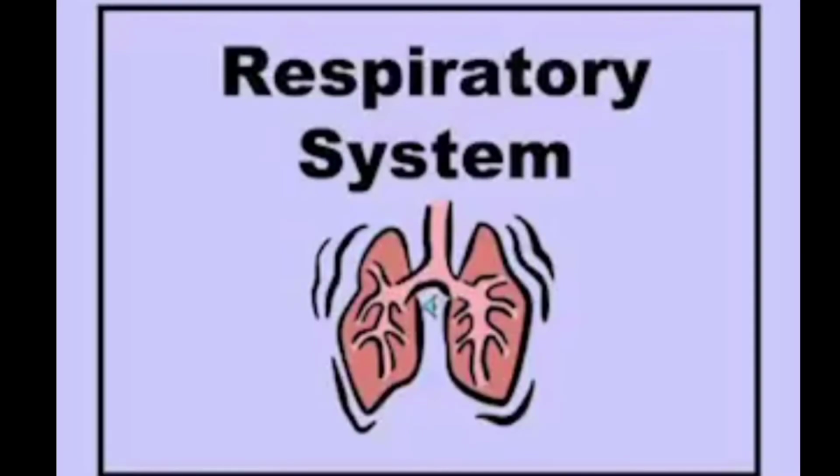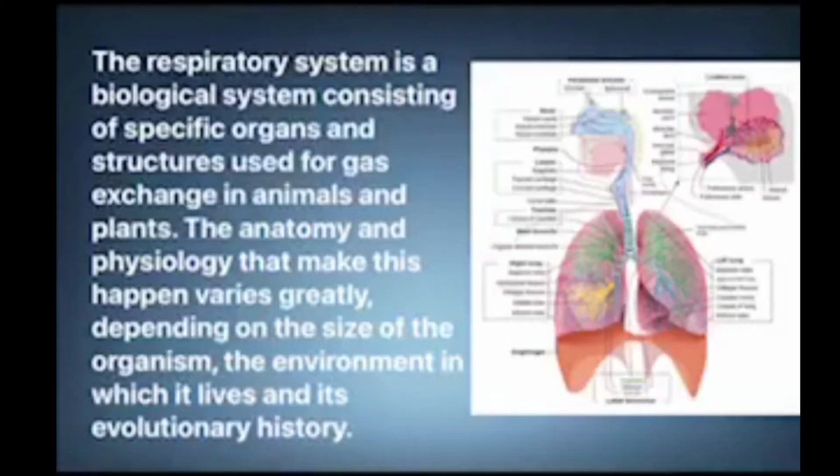Respiratory System. The respiratory system is a biological system consisting of specific organs and structures used for gas exchange in animals and plants. The anatomy and physiology that make this happen varies greatly, depending on the size of the organism, the environment in which it lives, and its evolutionary history.